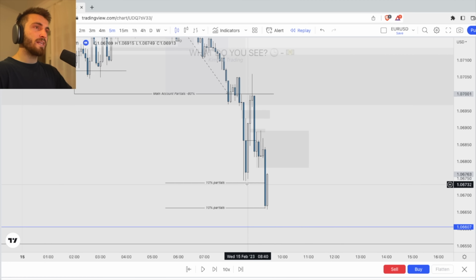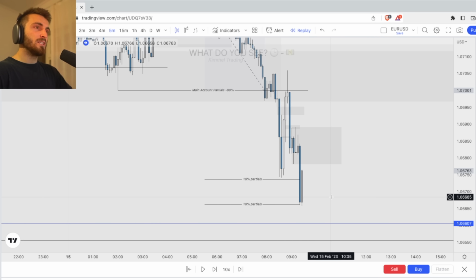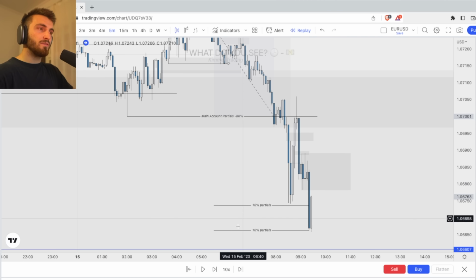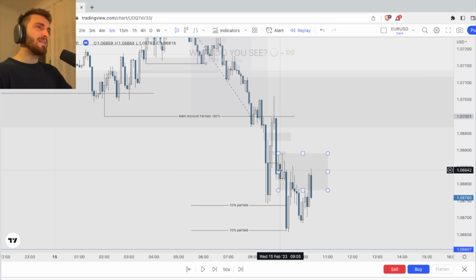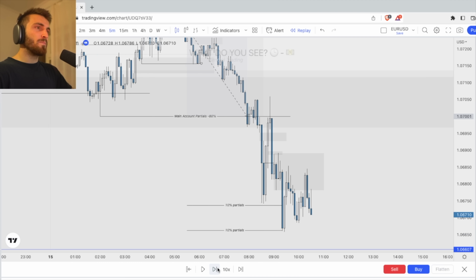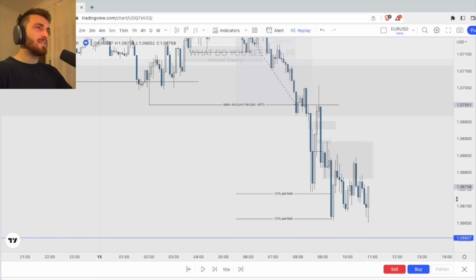I took partials after breaking this low yet again, and then I only had 10% of the trade on, and that's when price was just ranging around, basically respecting this right here. And I was like, this was already 4 p.m. I had already been in the trade for a long time. I wanted to go to the gym, and I didn't want the difference that this would make.